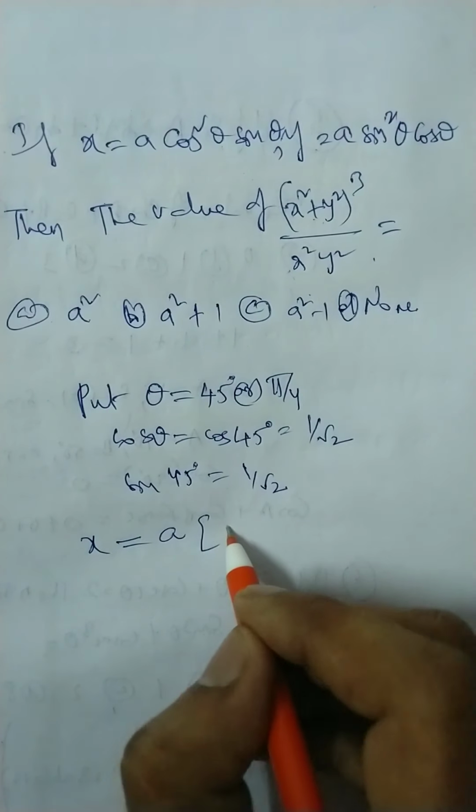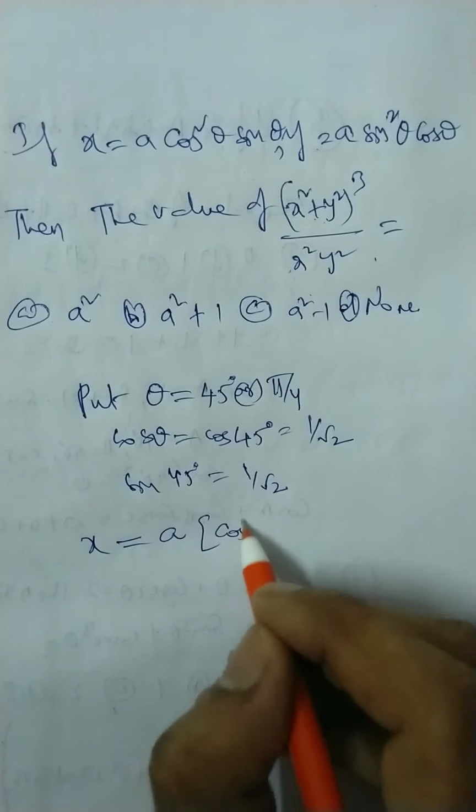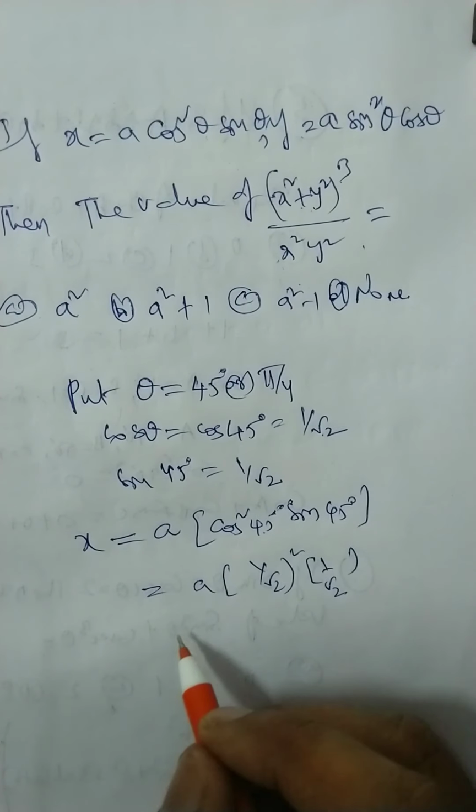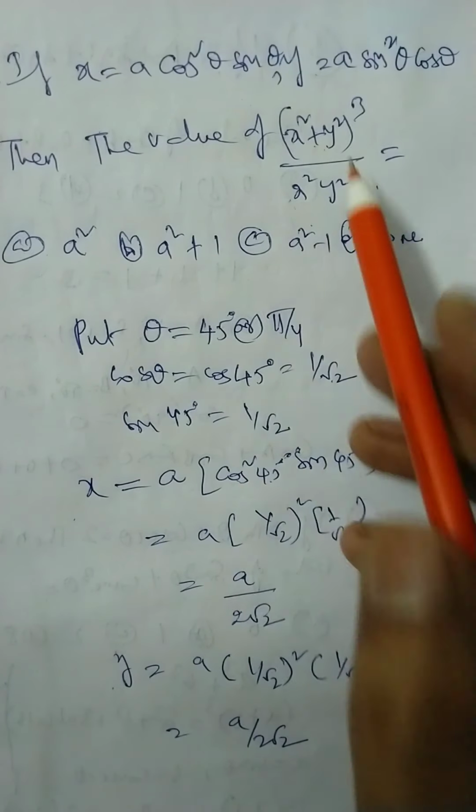So we get x equal to a into cos square 45 into sin 45 degrees. Cos 45 is 1 by root 2, so 1 by root 2 whole square, sin 45 is 1 by root 2. So we get a by 2 root 2. This is the x value. Next, the value of y in a similar way: a into sin square theta, so that is 1 by root 2 whole square into cos 45, that is 1 by root 2. So again a by 2 root 2. Substitute the x value and y value in this expression.